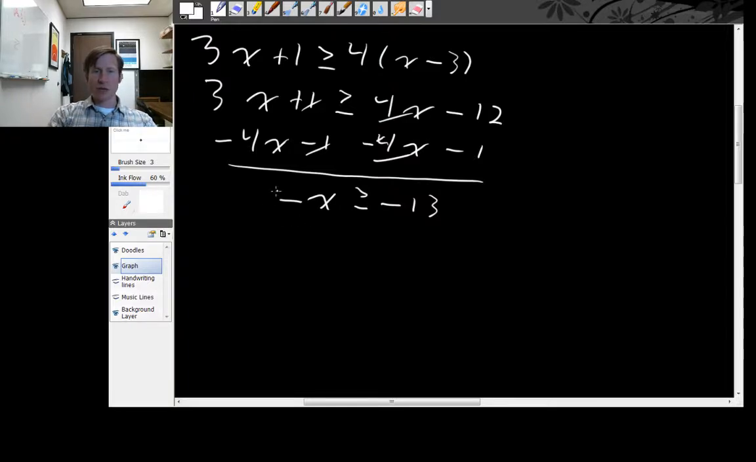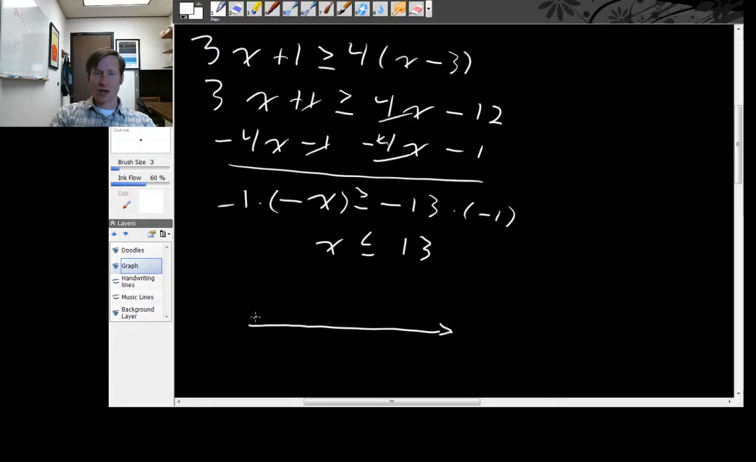Now we can multiply both sides by negative 1, and over here too, and we get x less than or equal to 13. Remember, when you have an inequality, when you multiply or divide both sides by a negative number, the inequality turns around. Alright, so x less than or equal to 13. Now we need to draw a picture of that. We need to graph it.